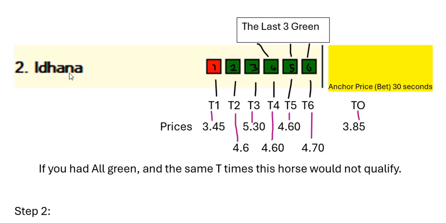When you see the horse's name, the one closest to it is the time furthest out, 12 minutes in this case.